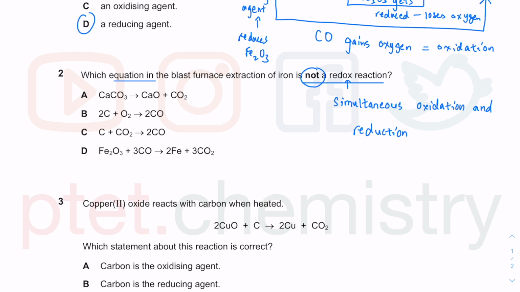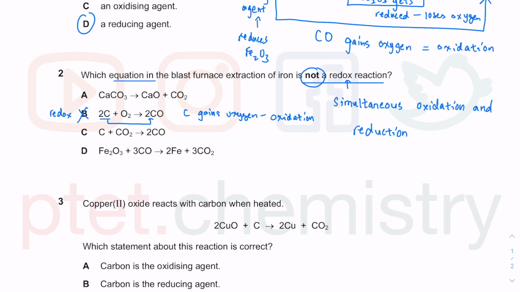Well, rather than finding out which one is not, let's try and find out which one is a redox reaction. Okay, so this carbon there gains oxygen to form CO, and obviously the O2 loses oxygen to the carbon, so in this case the carbon gains the oxygen. So carbon gains oxygen, so you have oxidation. The fact that you have oxidation, definitely you will have the partner, because when you have oxidation you have reduction happening. Simultaneous oxidation and reduction happening together is a redox reaction. So B is a redox reaction, meaning B cannot be the answer because it's not a non-redox reaction.